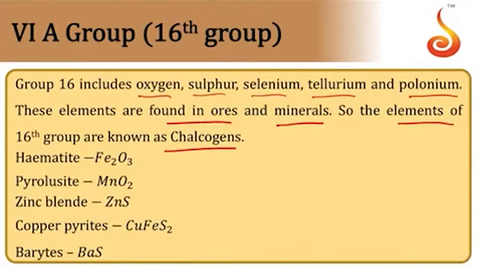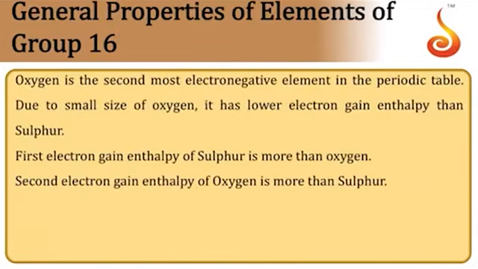For example, hematite ore Fe2O3, pyrolusite ore MnO2, zinc blende ZnS, CuFeS2 and barium sulfide. All of these are ores. So these are all ore forming elements, hence they are called chalcogens. Let us take general properties of 16th group elements.